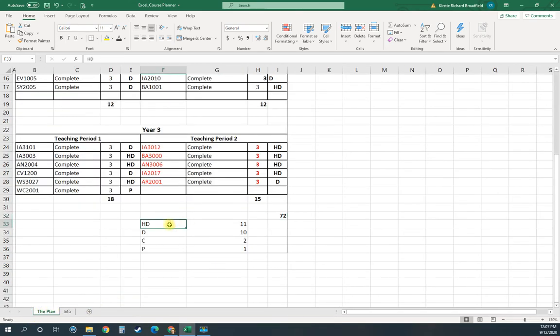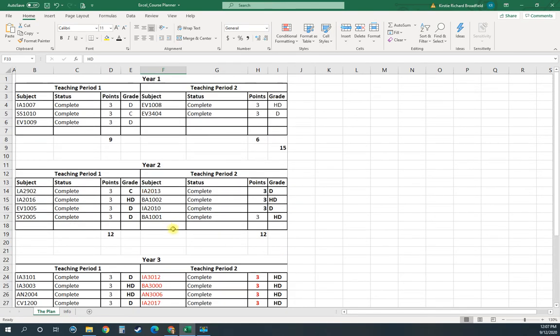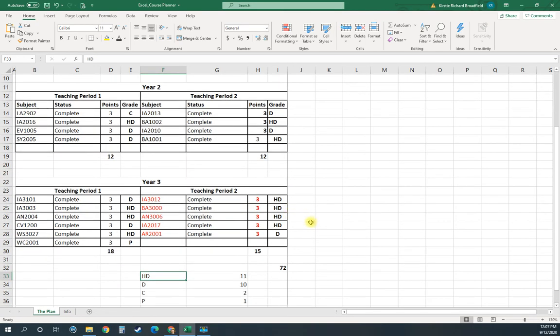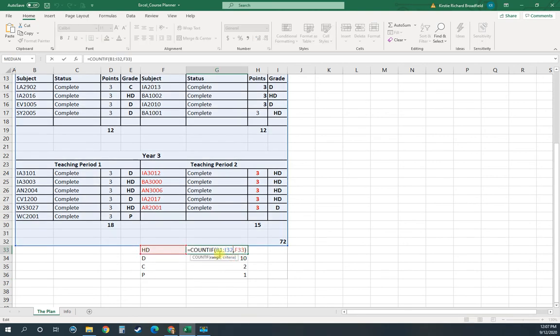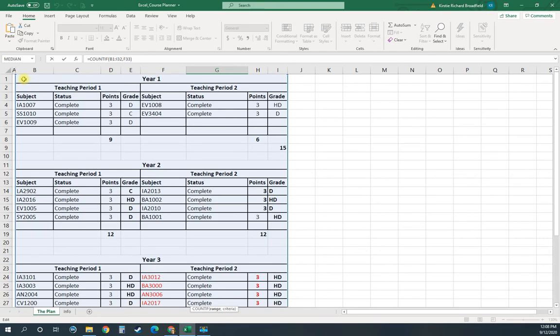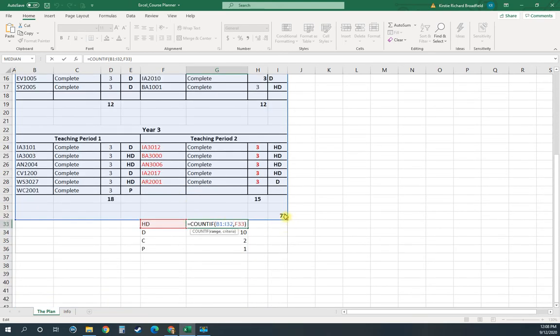And then in here, maybe because I've got an ego, I'm not sure, or maybe it's because I was so self-conscious that I needed a bit of a boost, I decided to figure out how many HDs, distinctions, credits and passes I had. So in here your formula is COUNTIF, and it's selected the whole square here from B1 straight down through to I32.